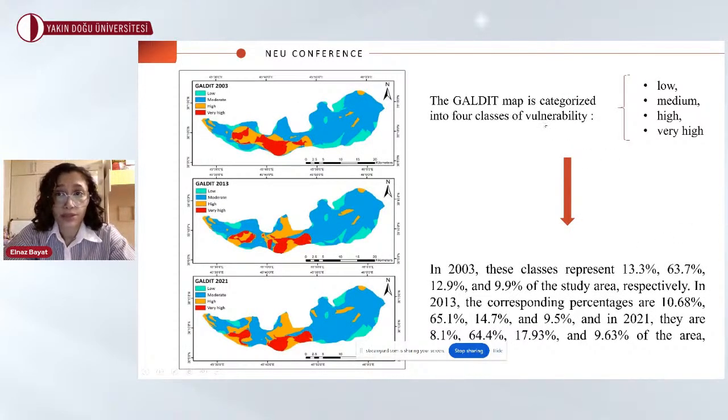The GALDIT map is categorized into 4 classes of vulnerability: low, medium, high, and very high. As you can see, over the years the area in very high is increasing, and the area of the aquifer itself decreased because of the increased amount of extraction, and the result shows that the aquifer is in a really vulnerable situation.